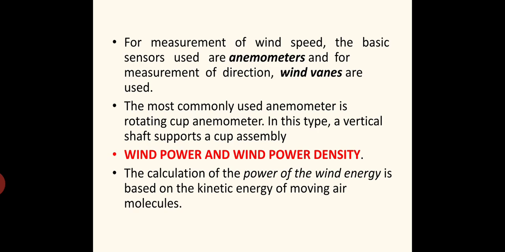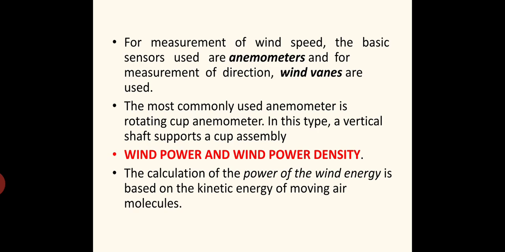So how it works is based on the rotation of the anemometer. The wind speed is calculated, and that rotary motion is converted into velocity. If any frictional effect is there in the bearings of the anemometer, that can badly affect the wind speed measurement. So it is very difficult to accurately measure the wind speed. The most commonly used anemometer is the rotating cup anemometer.